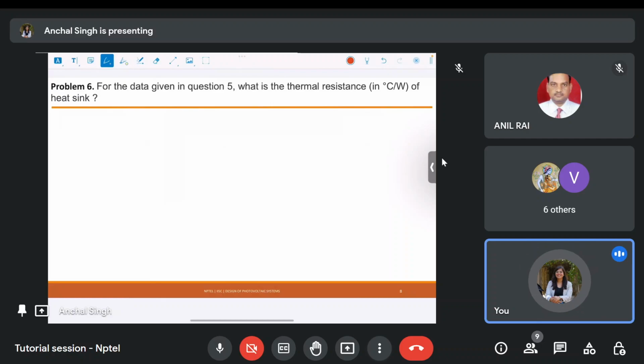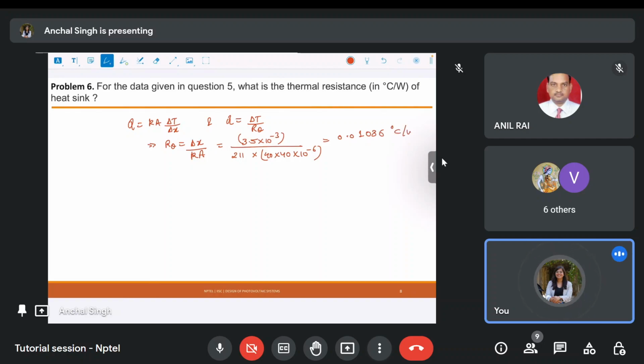For the data given in question 5, what is the thermal resistance of the heat sink? Now, when we compare these two equations, Q is equal to K A delta T by delta X and Q is equal to delta T by R theta, then we know that our thermal resistance R theta is equal to delta X by K A, right? And we know all these parameters. Delta X was 3.5 mm, converting it into meters. K was 211 and area is 1600 times 10 to the power minus 6, converting it into meter square again because K is also given in terms of meter. So this will come out to be 0.01036 degrees Celsius per watt.